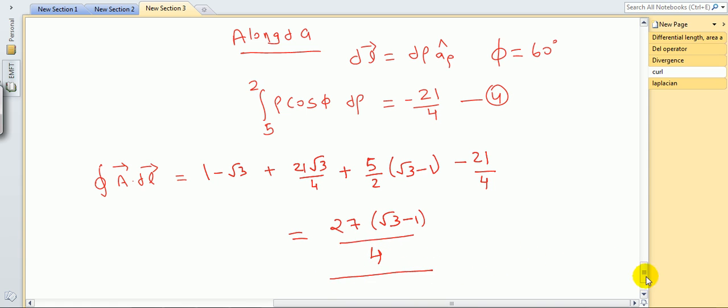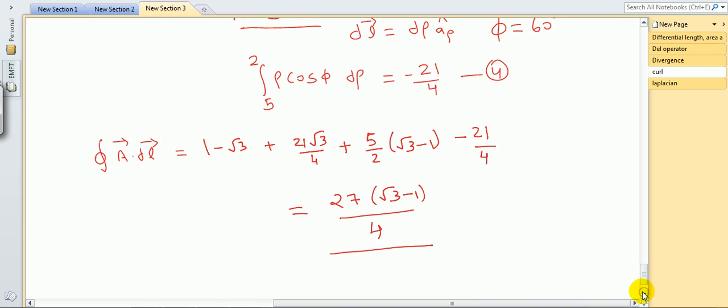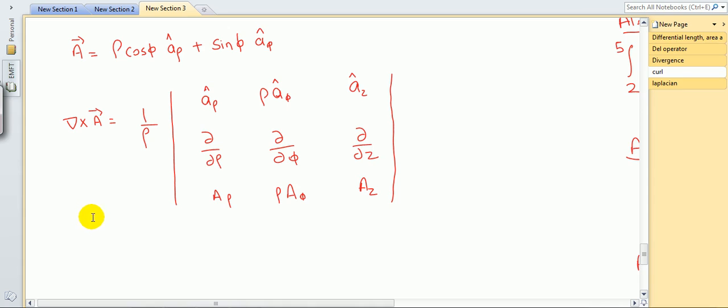Now if I want to verify the Stokes theorem, for verifying Stokes theorem, I will require del cross A, and then I will do the surface integral. So the formula for del cross A in cylindrical coordinate is this. I have written 1 by rho and all the terms, and this is my vector field. So I have to find the curl of A.